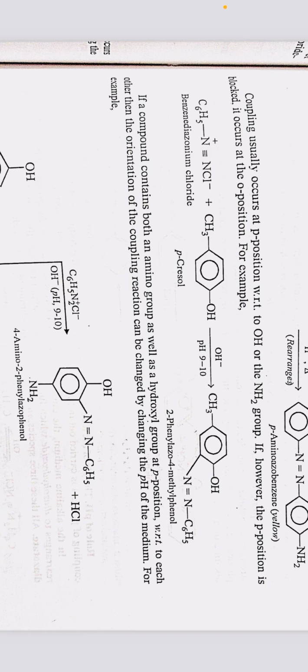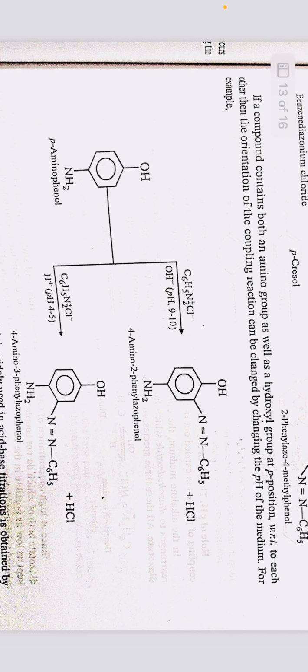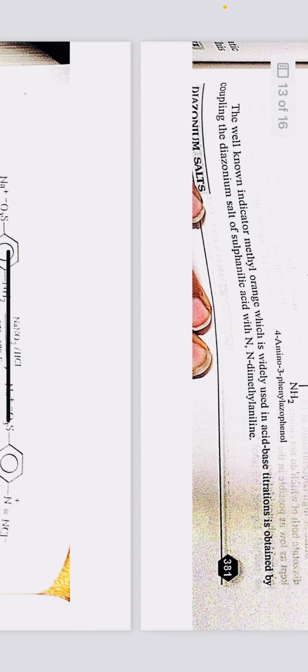Coupling usually occurs at the para position with respect to the OH or the NH2 group. However, if the para position is blocked, it occurs at the ortho position. If a compound contains both an amino group as well as a hydroxyl group at para position with respect to each other, then the orientation of the coupling reaction can be changed by changing the pH of the medium. The well-known indicator methyl orange, widely used in acid-base titrations, is obtained by coupling the diazonium salt of sulfanilic acid with N,N-dimethylaniline.